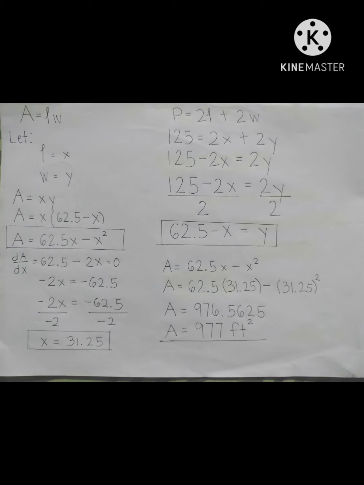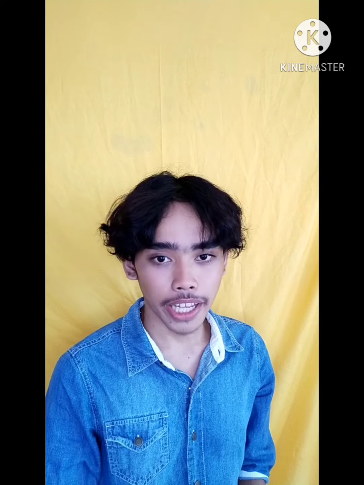So now we can go back to the equation of the area of the rectangle. We can now substitute the value of x into the equation. So we have now A equals 62.5 times 31.25 minus the quantity 31.25 squared. We get the value of 976.5625. Let's round off to the nearest tens. So we have now 977 feet squared. Therefore, 977 feet squared is the area of the garden if we have only 125 running feet of fence.